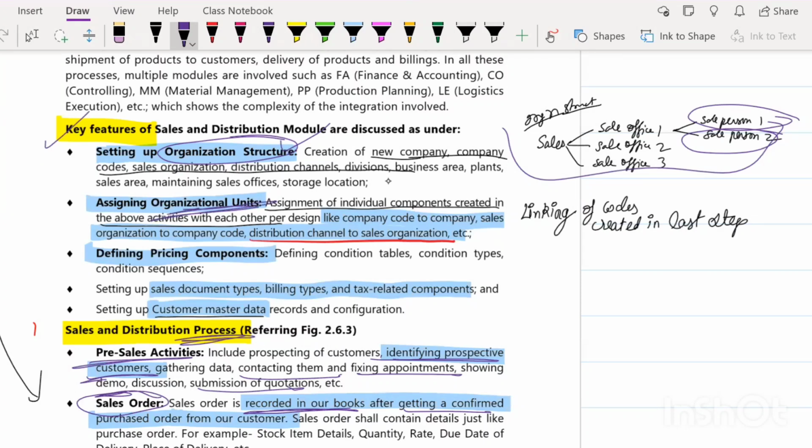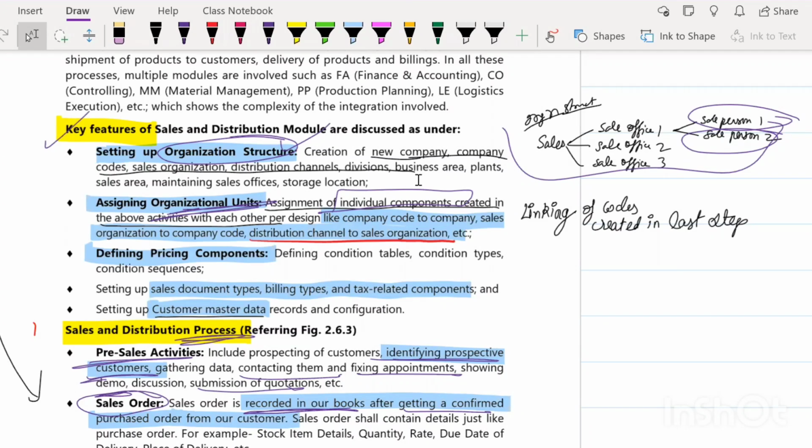So now what is assigning of organizational units? Here what you do is, individual components, whatever they are, you link them to the above activities. Suppose there is a distribution channel, and suppose a Pantene shampoo or a Head and Shoulder shampoo that you have put in, then you will go and link it to the Head and Shoulder product as such. So that linking you will do.